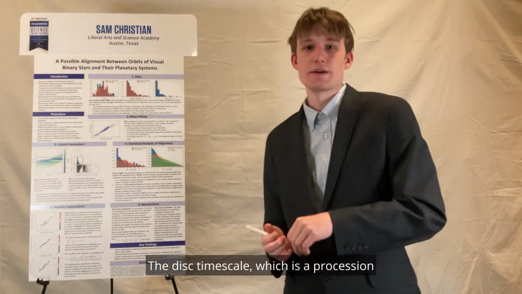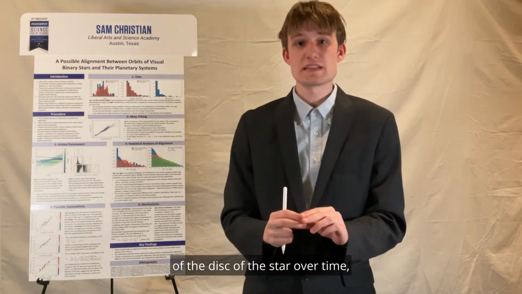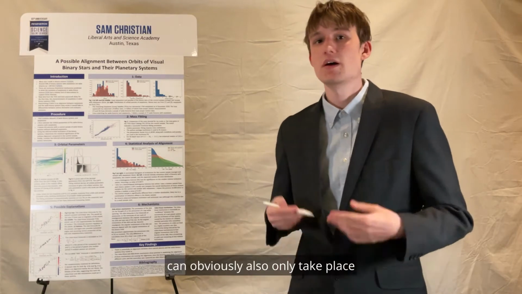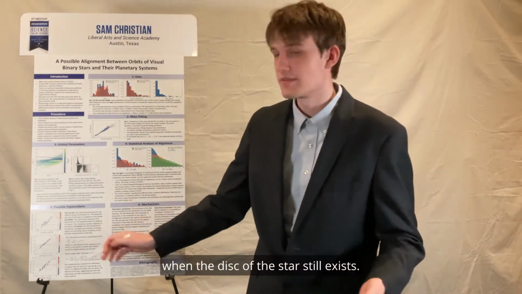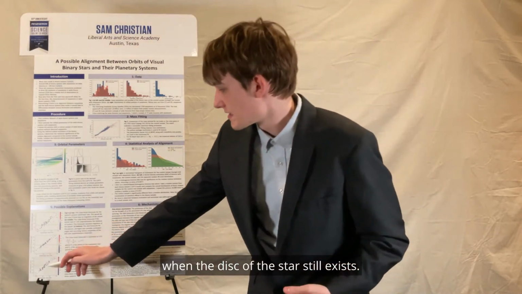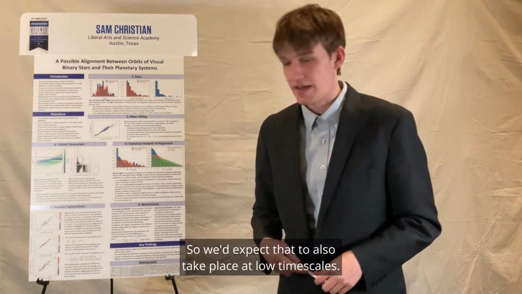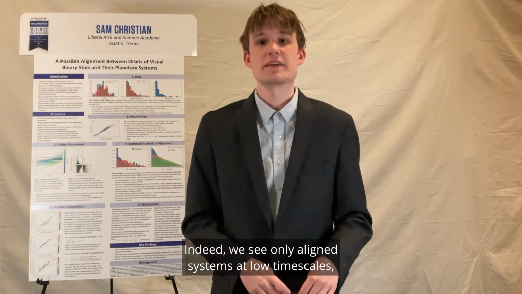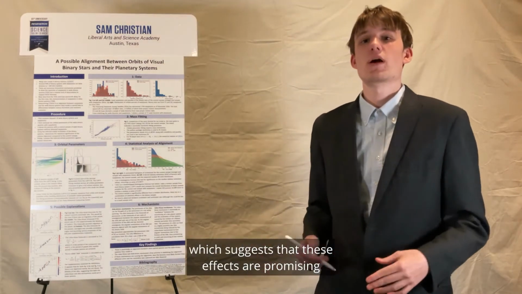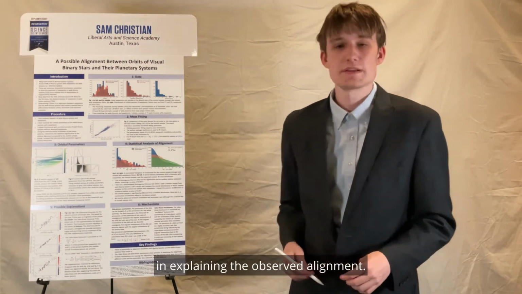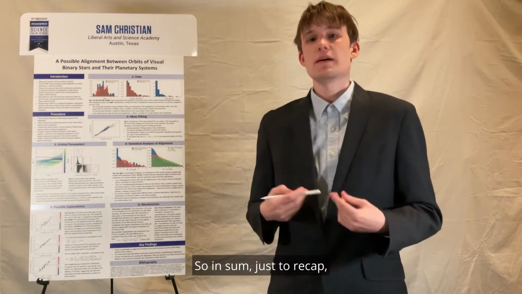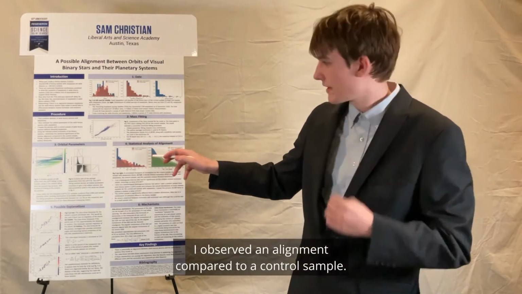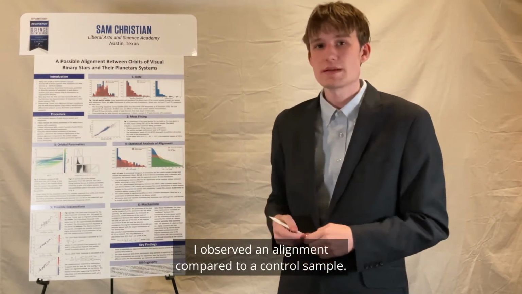The disk timescale, which is a precession of the disk of the star over time, can also lead to preferential alignment, and can obviously also only take place when the disk of the star still exists. So we'd expect that to also take place at low timescales. Indeed, we see only aligned systems at low timescales, which suggests that these effects are promising in explaining the observed alignment.